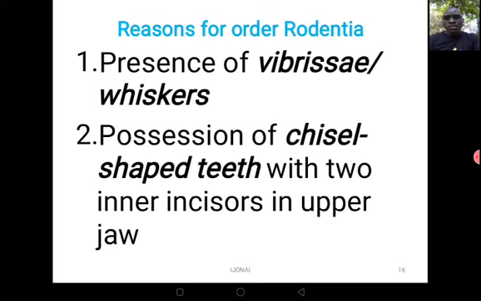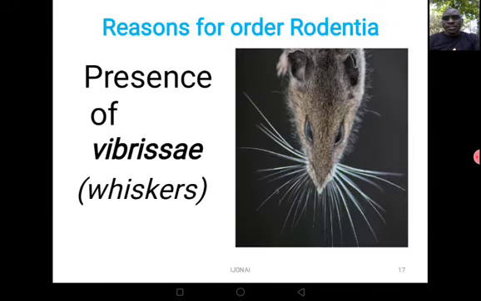And then they also possess chisel-shaped teeth. These are partially the incisor teeth, which are chisel-shaped, with the two inner incisors on the upper jaw. So those are the characteristics of the rodents, or the distinguishing characteristics. So you can see the whiskers there, or the vibrissae. You must have seen this.